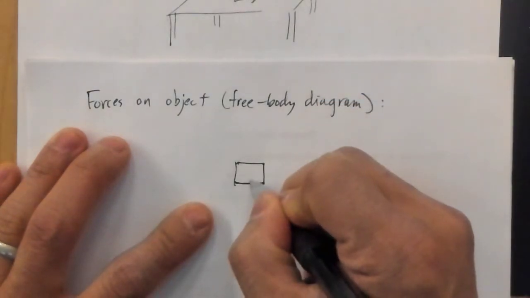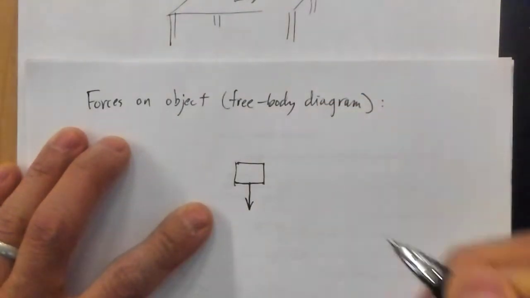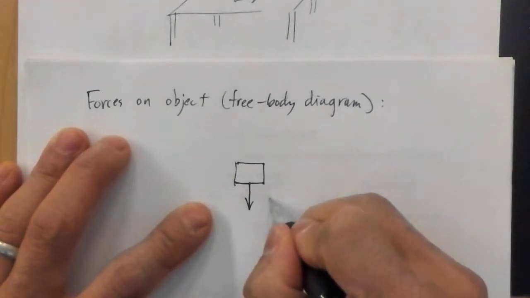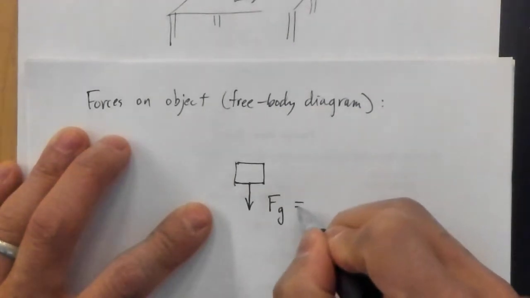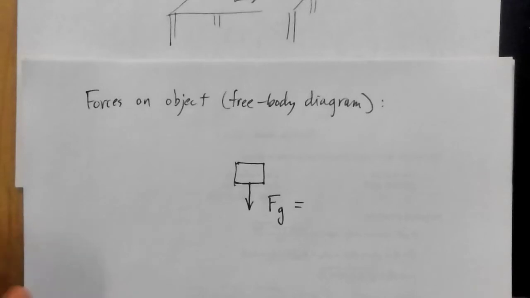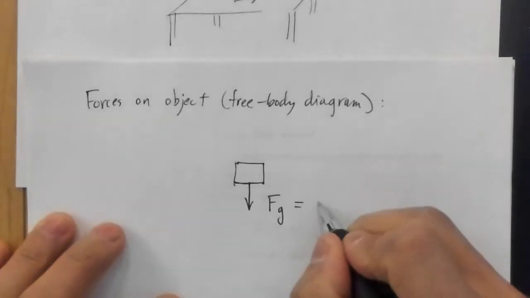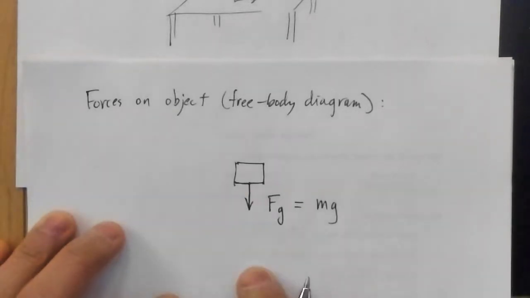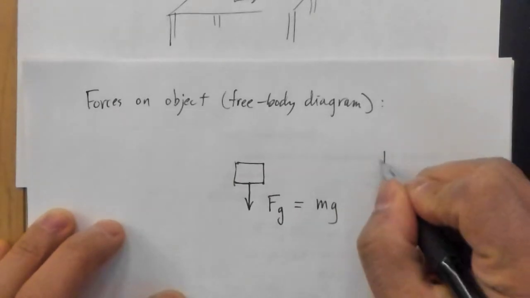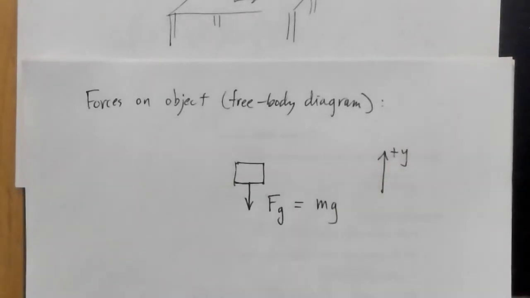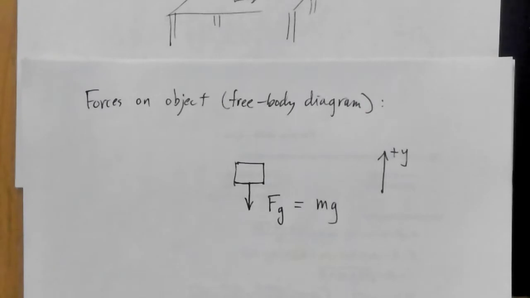We learned last time there's a force of gravity, Fg. And remember the formula for force of gravity is m times what? g, right? Force of gravity is m times g, and it goes straight down. So the way I'm drawing is the way it's supposed to be: up is positive y.